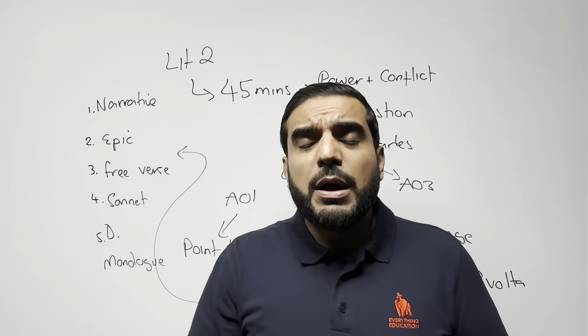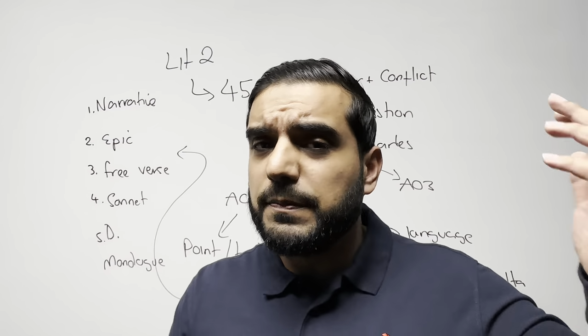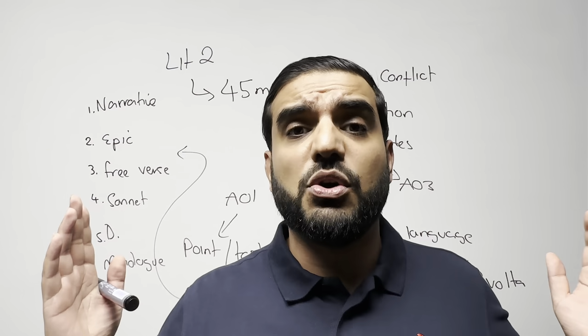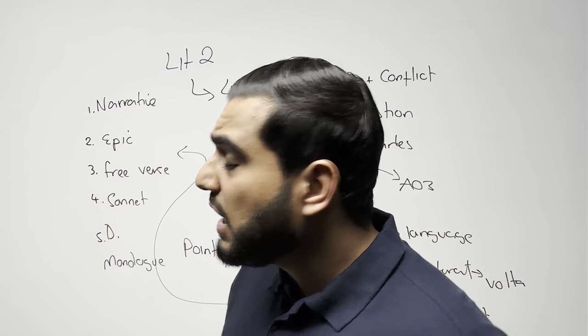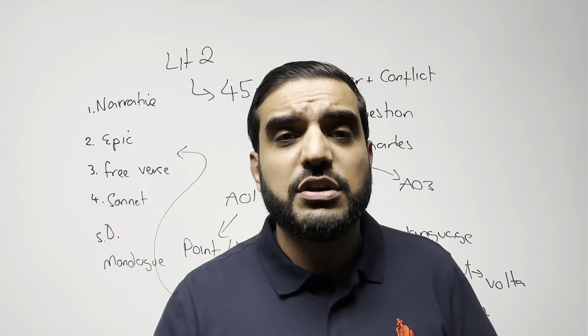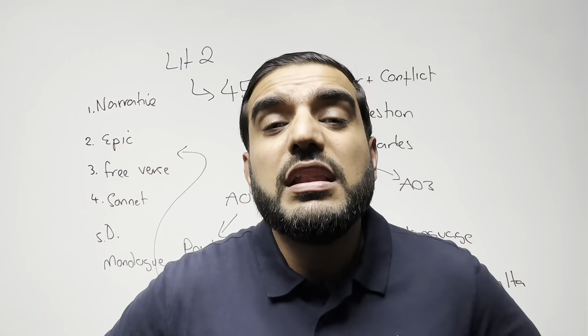Free verse, guys, is a poem that doesn't follow any rules. There's no set stanza length. There's no set line structure. They just go on a mad one. An example of this is Checking Out Me History. And then we have a dramatic monologue. One character, first person, talking the whole way through. An example of this is My Last Duchess.